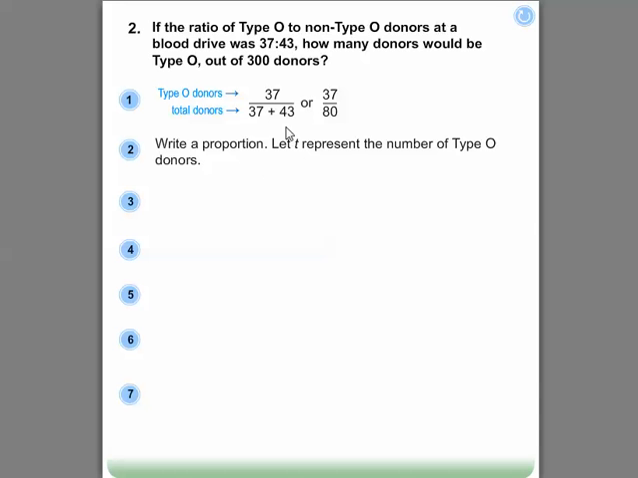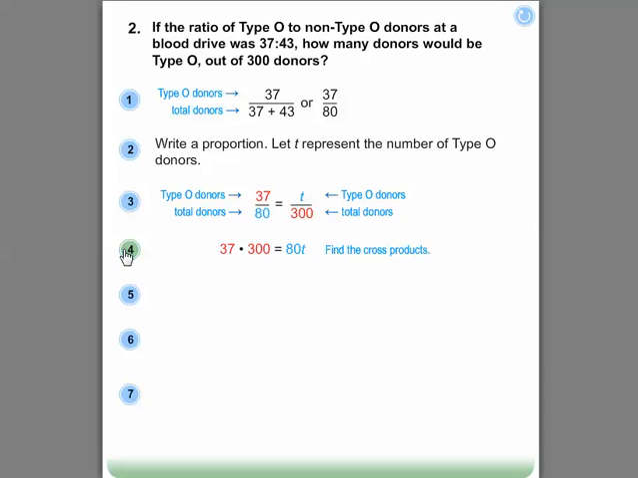So let T represent the number of type O donors. We've got type O donors on the top, 37, over total donors, 80, is equal to T, because we don't know how many type O donors, out of 300. So we get the cross products, so 37 times 300 is equal to 80 times T. Then we're going to multiply, so we have 11,100 is equal to 80T.